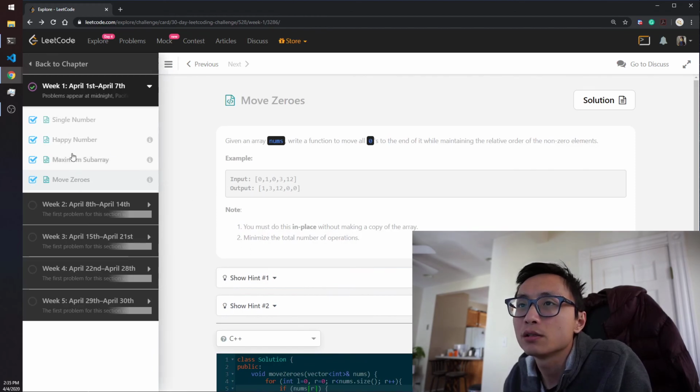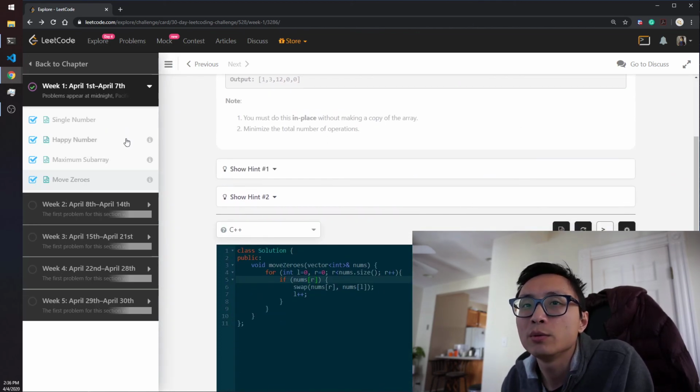I think these two, the happy number and the move zeros, even though they're easy, there might be follow-ups, so they need to be studied better.